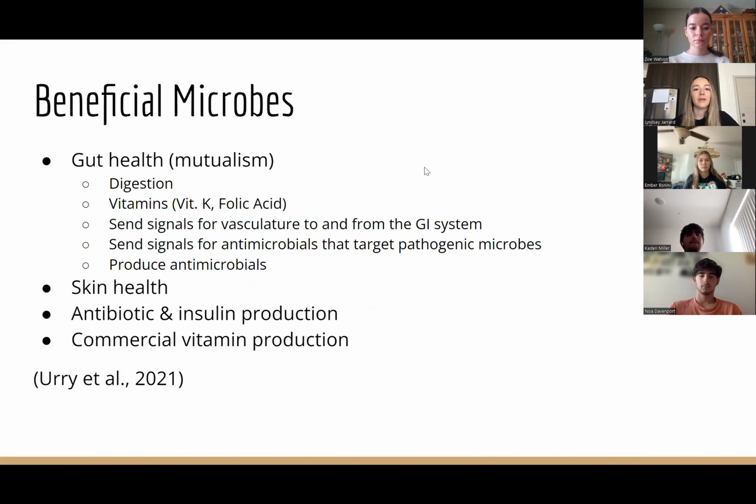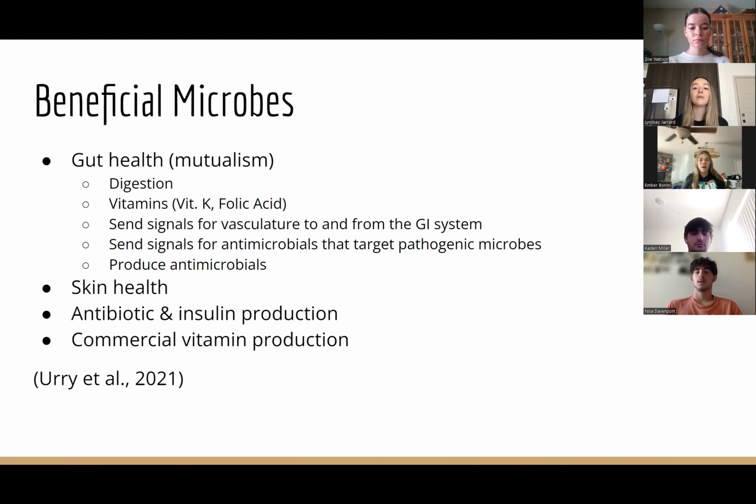So now we will go into beneficial microbes. Most microbes are actually beneficial. One crucial way that microbes help is in digestive processes. The human digestive system can't break down or produce vitamins like vitamin K and folic acid. So we rely on microbes in our gut to either break those things down or produce them for us. Beneficial microbes also send signals for our bodies to make vasculature to and from the GI system, which helps obviously absorb the nutrients that we get into our bloodstream.